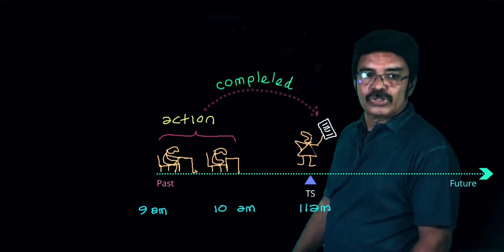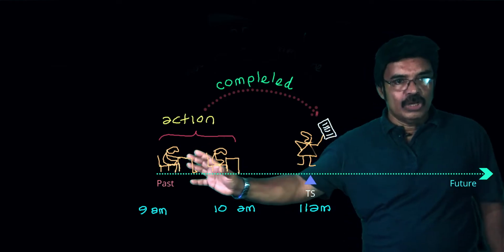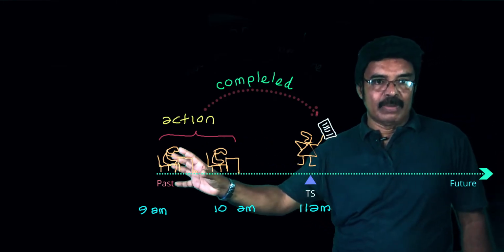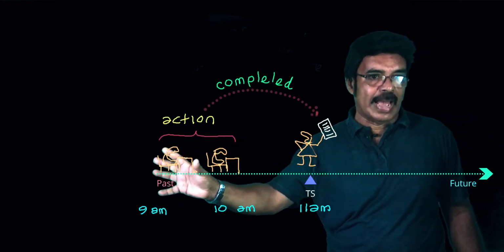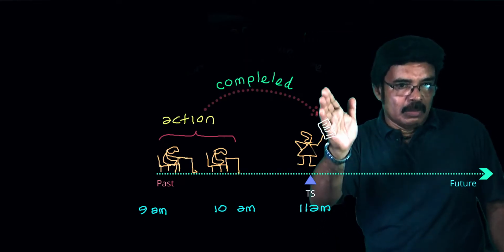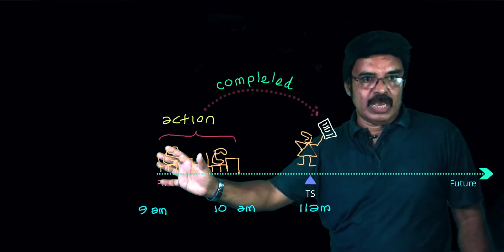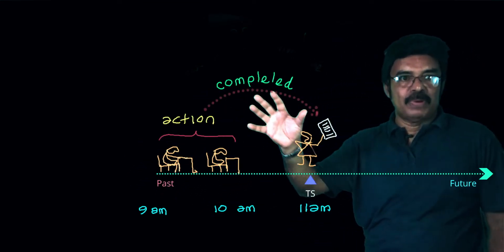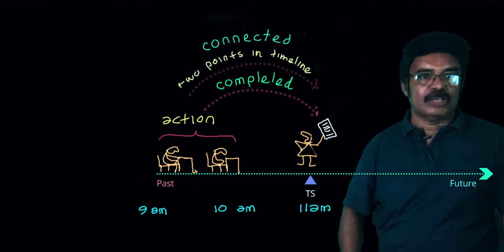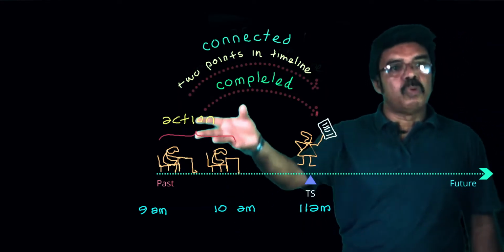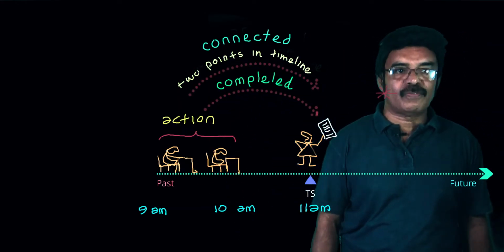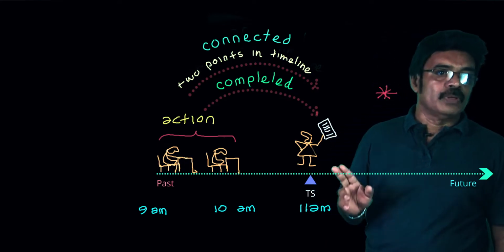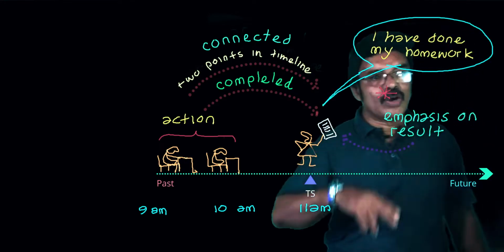So you can see 2 points connected on the timeline. 2 points mean one action and a point in present. A point at present and one action in the past connected. So 2 places connected, that should be perfect. The idea should be perfect. 2 points in timeline connected. That should be definitely something perfect. So, I've done my homework.